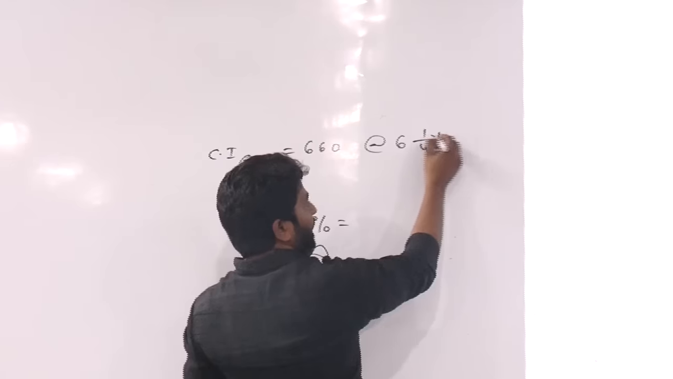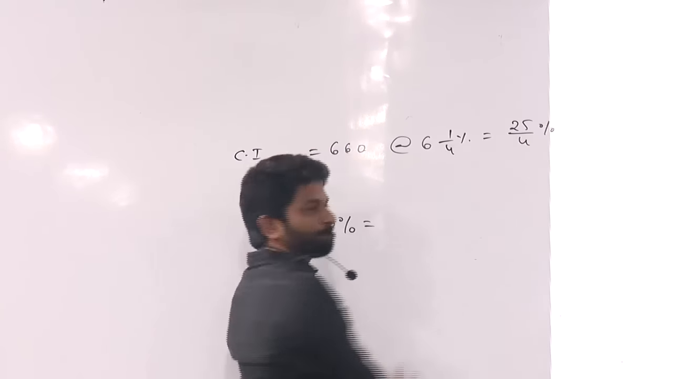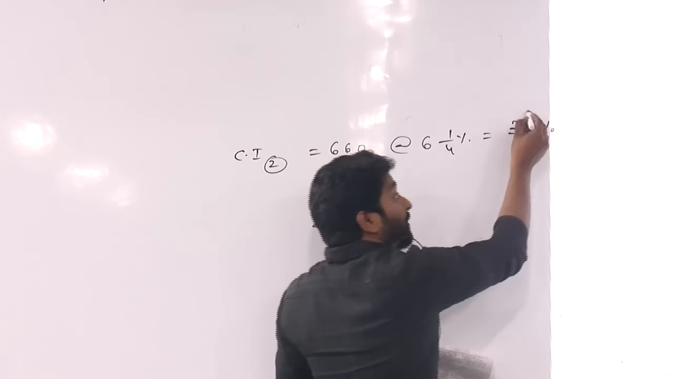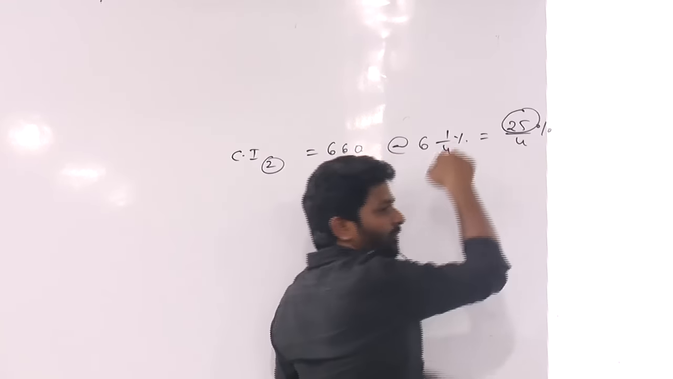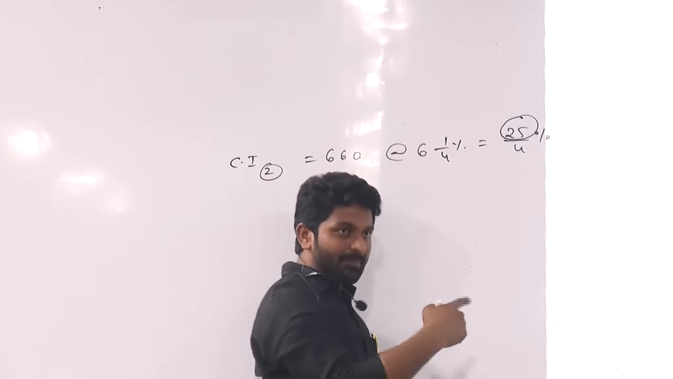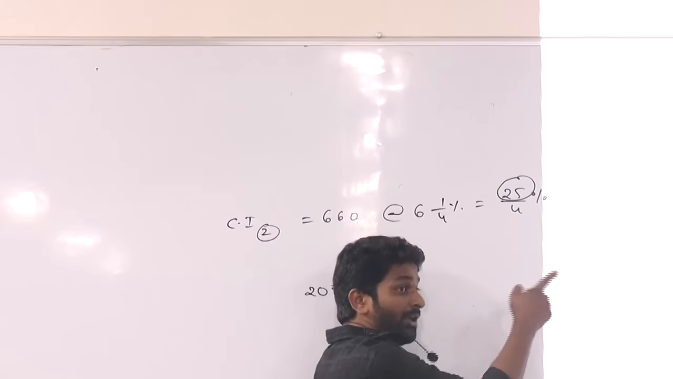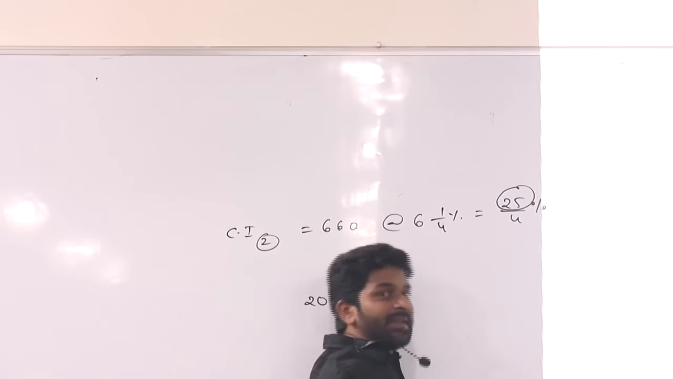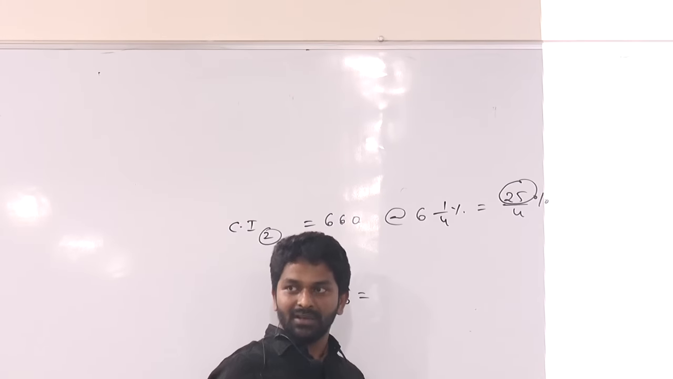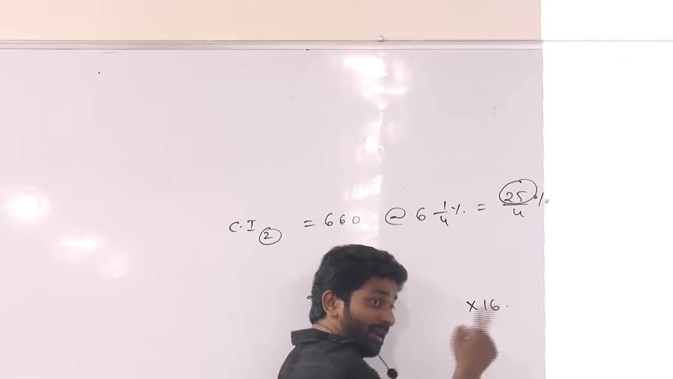6.1/4%, which is equal to 25/4%. Right? So your 25% should be divisible by 4. If 25% is divisible by 4, 50% should be divisible by 8, and 100% should be divisible by 16. Yes or no? So you need to find your number which is a multiple of 16, your 100% value.